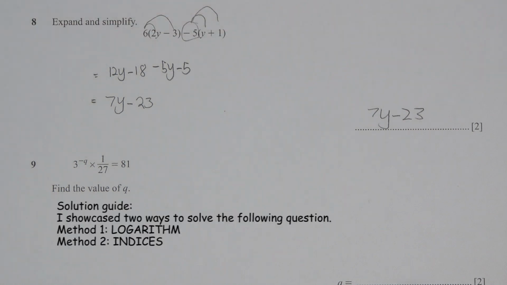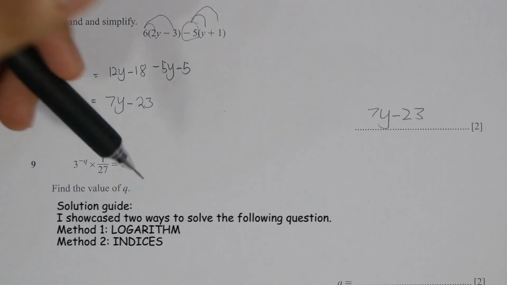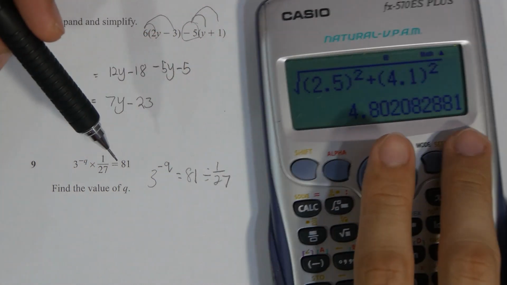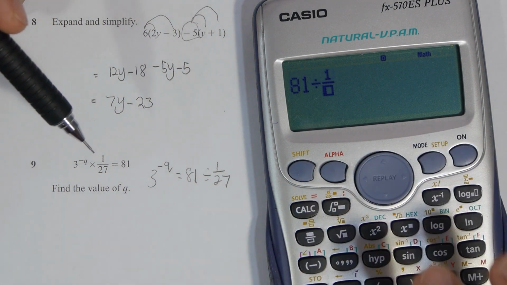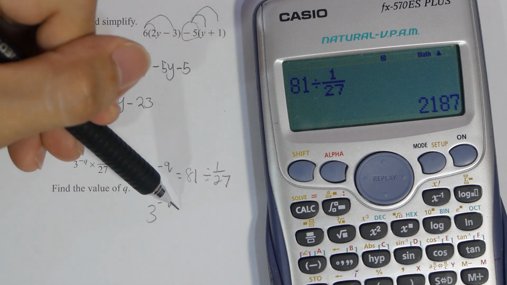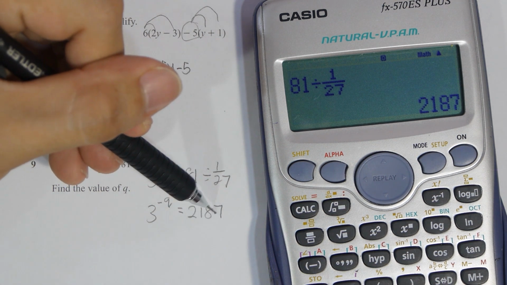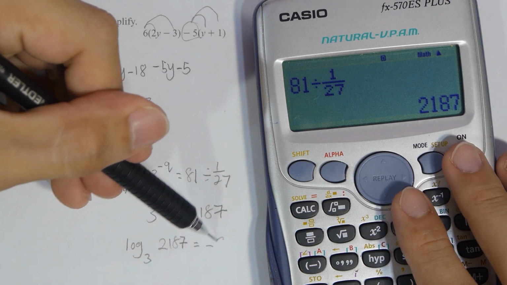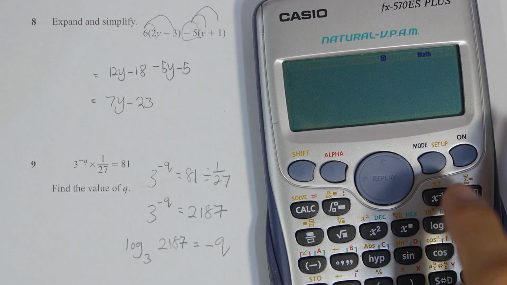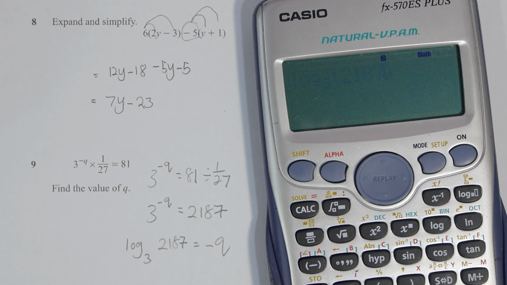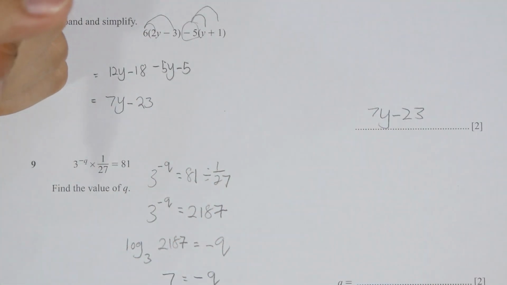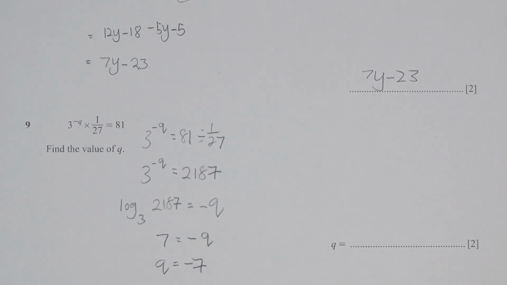As for the next question, I first shift the 1 over 27 to the other side. Then I get 3 to the power of -q equals 2187. When it reaches this phase, you have two options, either to use logarithm or the one that I showed at the right hand side. So 3 is the base of the log, then the value inside will actually be 2187. So you will get 7 equals -q, q equals -7.